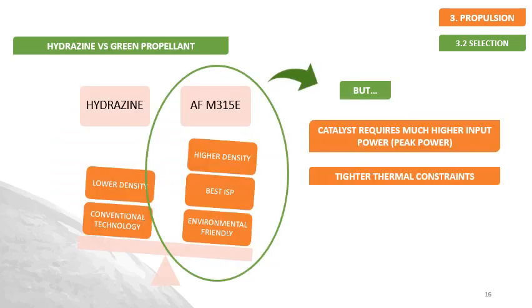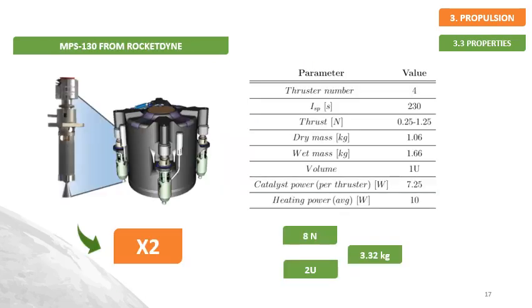The propellant selected is the green monopropellant AF-M315E, that, compared with the conventional hydrazine, is not harmful at all. In addition, it is 50% denser and has better performance. However, it requires higher power for heating the catalyzer. The thruster selected is the MPS 130 from Aerojet Rocketdyne.